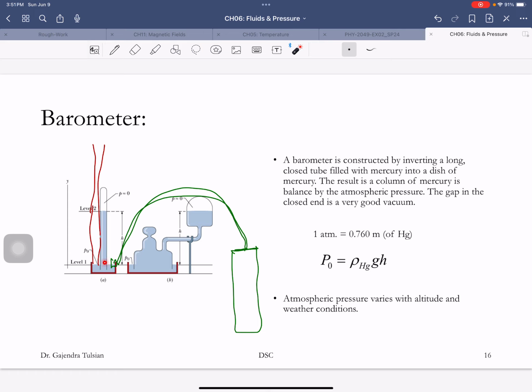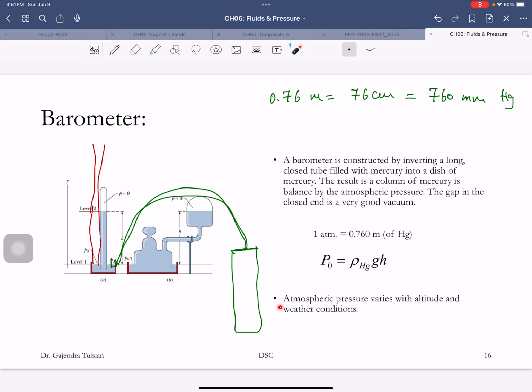Under normal circumstances, this will be 76 centimeters of mercury, or 760 millimeters of mercury. So 1 atmosphere would be 0.76 meters, 76 centimeters, or 760 millimeters of mercury. That's 1 atmosphere.